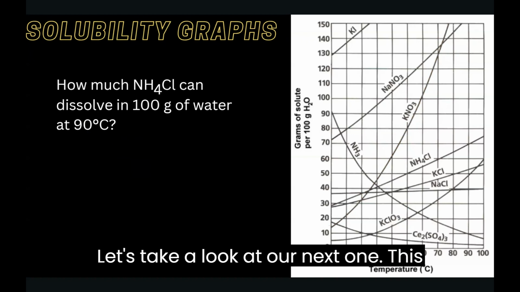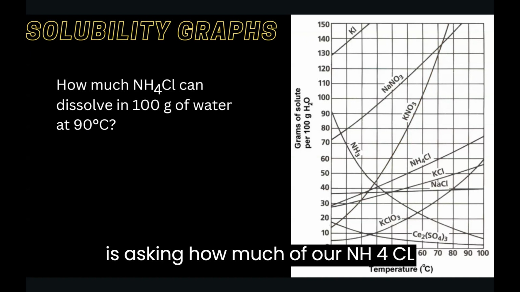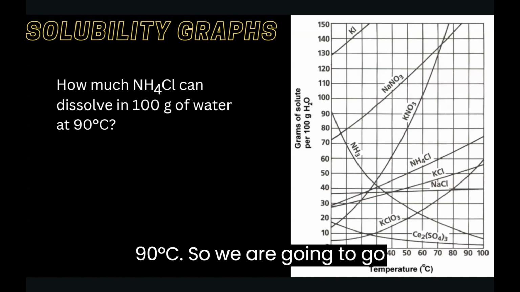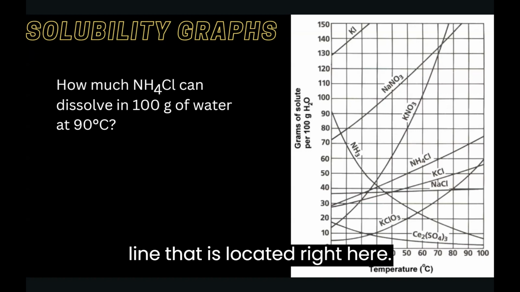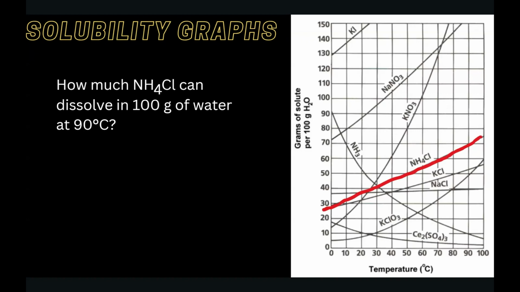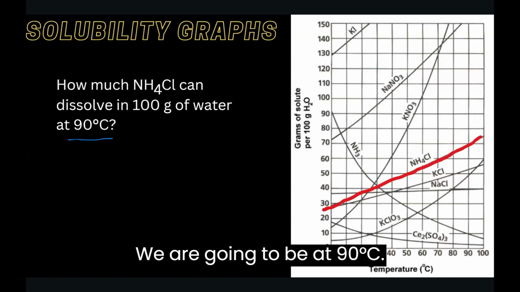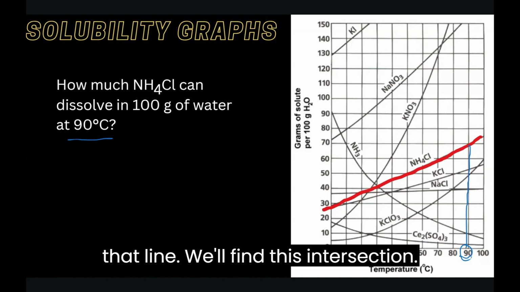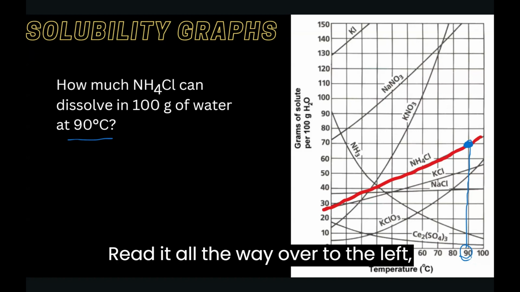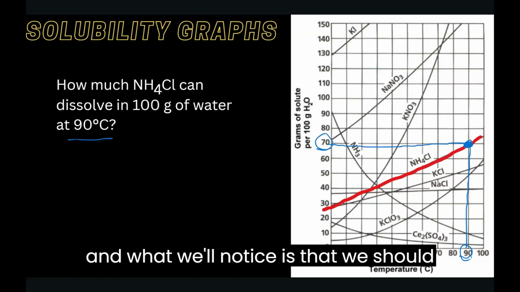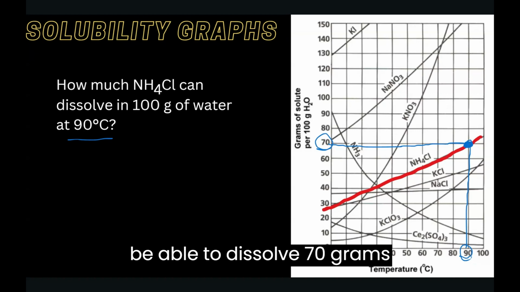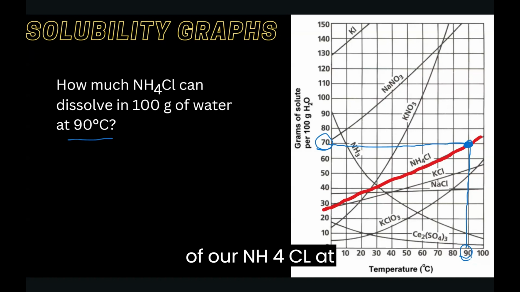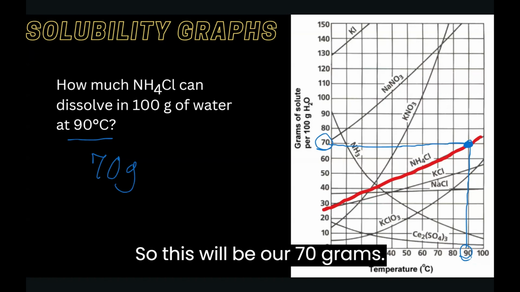Let's take a look at our next one. This is asking how much of our NH4Cl can dissolve in 100 grams of water at 90 degrees Celsius. So we are going to find our NH4Cl line that is located right here. We are going to be at 90 degrees Celsius. Go all the way up until we reach that line. We'll find this intersection, read it all the way over to the left. And what we'll notice is that we should be able to dissolve 70 grams of our NH4Cl at 90 degrees Celsius. So this will be our 70 grams.